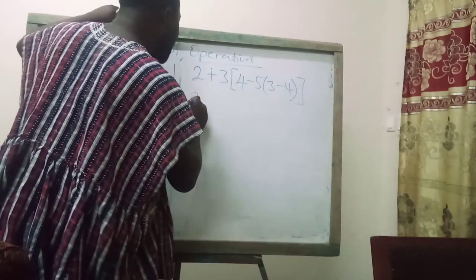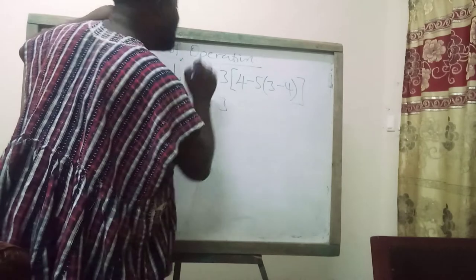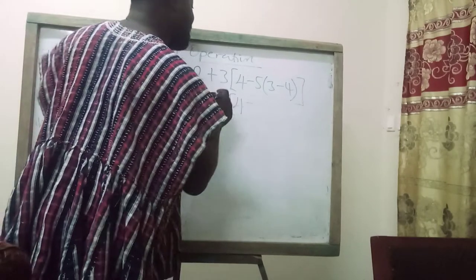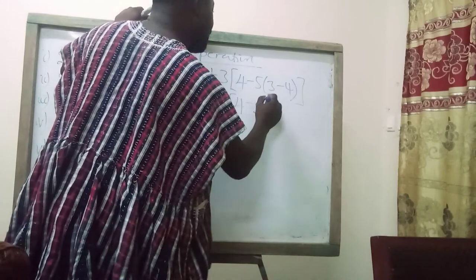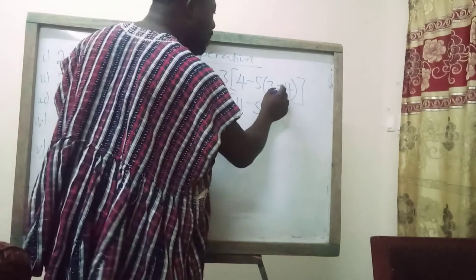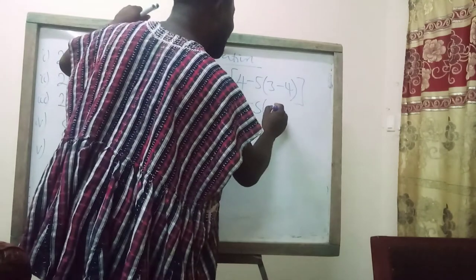So we will repeat our 2 plus 3. We open our bracket, 4 minus 5. Now, inside this bracket, what do we see? 3 minus 4, which is minus 1.